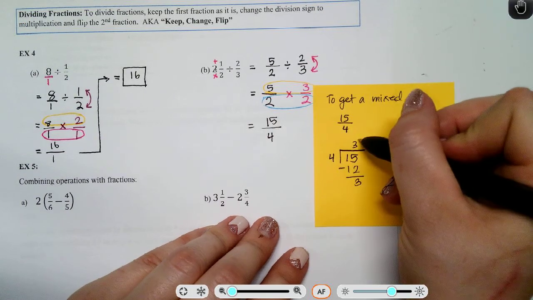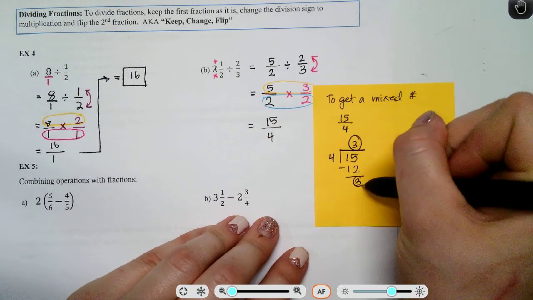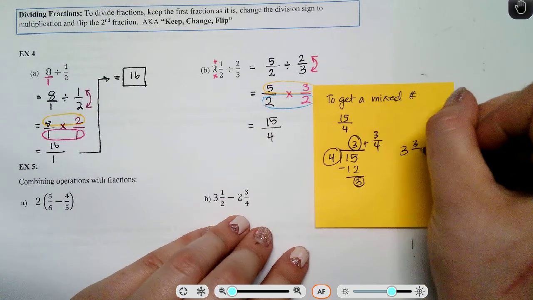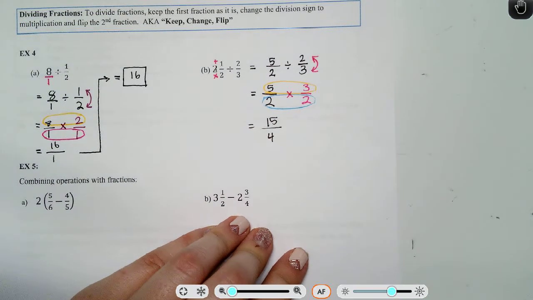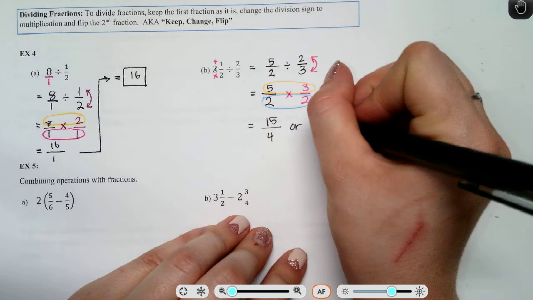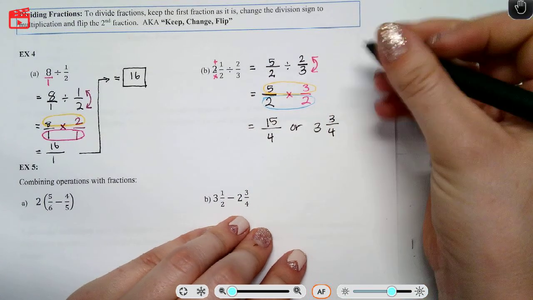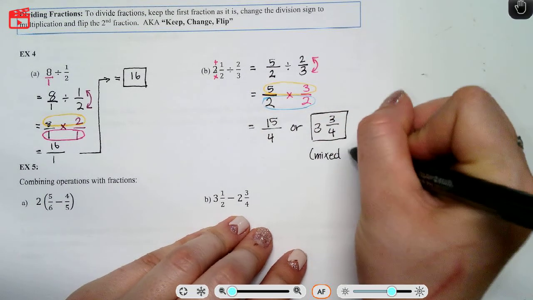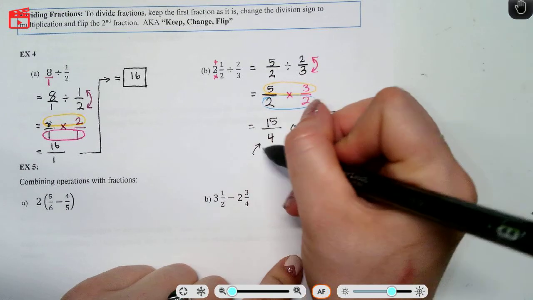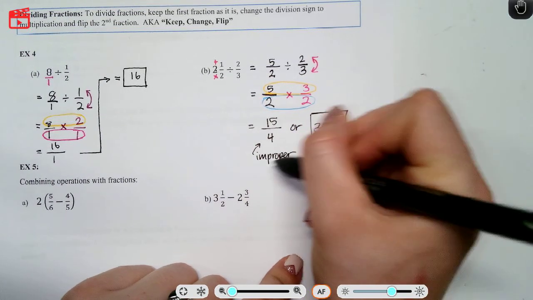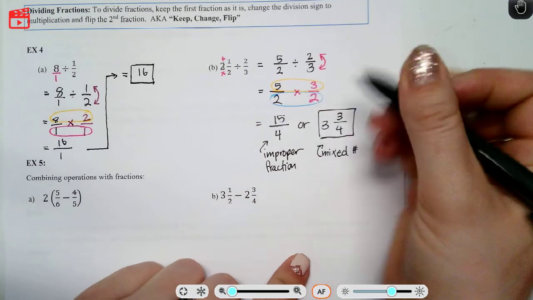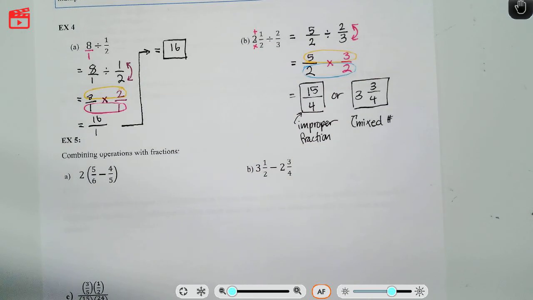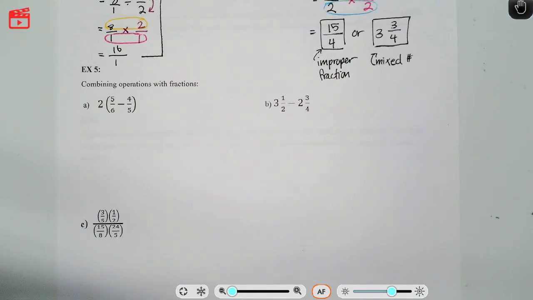So our answer is going to be 3, and you take your remainder and you put it under your numerator. So our answer is 3 3/4. Okay, so that is a way to get a mixed number. If you're asked to answer as a mixed number, that is how you would do it. So mixed number, improper fraction. Both of them are acceptable since I did not tell you what form your answer should be in, as long as your answers are simplified.